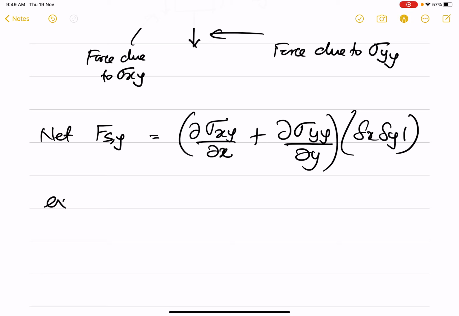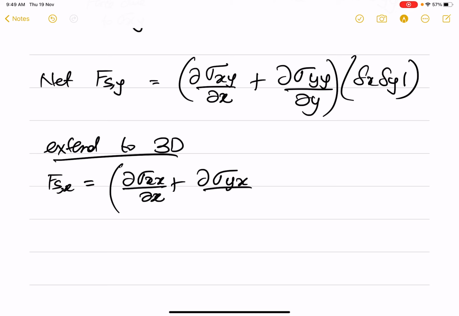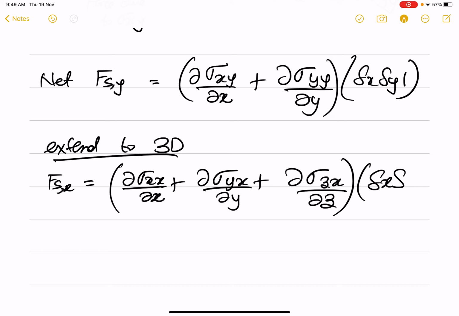And now if we extend this to 3D, what we will get is the net surface force in the x direction. This will be equal to partial sigma xx by partial x plus partial sigma yx by partial y plus partial sigma zx by partial z times delta x delta y delta z. So now we have taken a cuboidal control volume. This is just simply the extension.